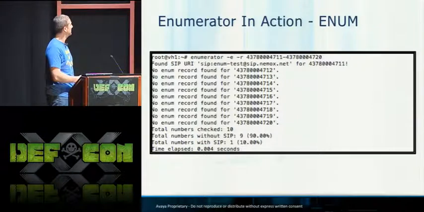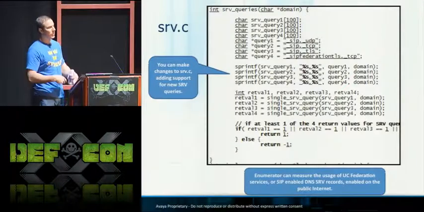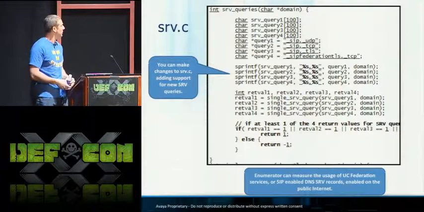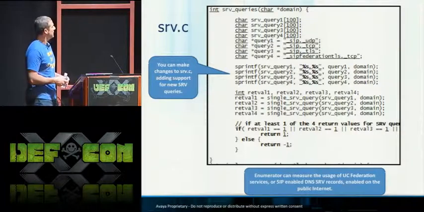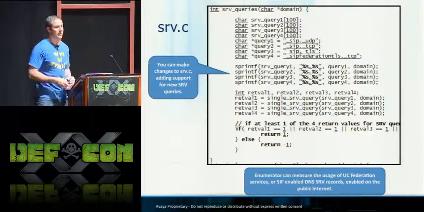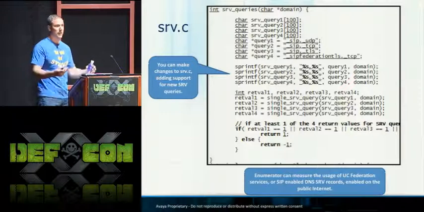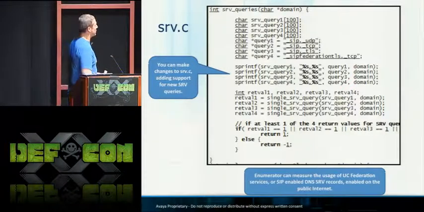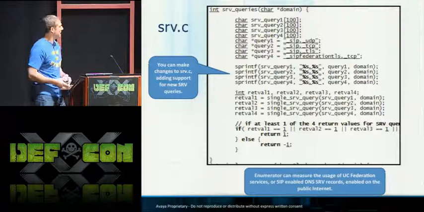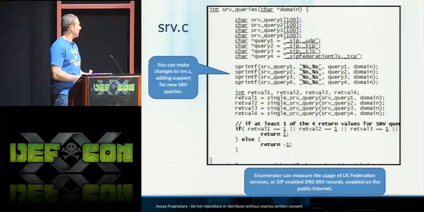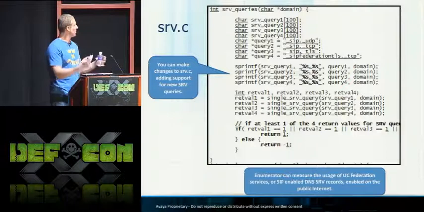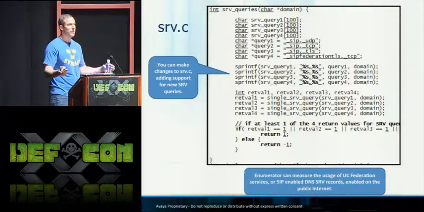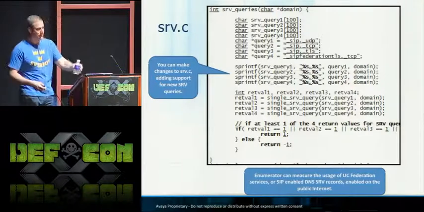So I've already released this, like I said, and the tool, you can go into srv.c, and these are the lines right here if you want to modify the code and add your own SRV lookups. Enumerator can measure the usage of UC Federation services or SIP-enabled DNS on the public internet. So we're giving this away as a research tool, and as we find more SRV record types, we can add them into Enumerator.